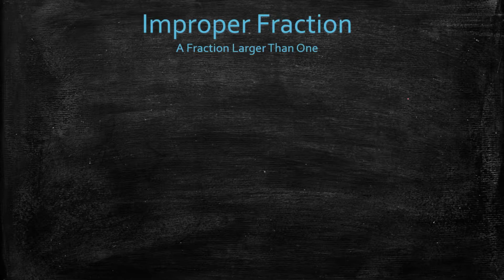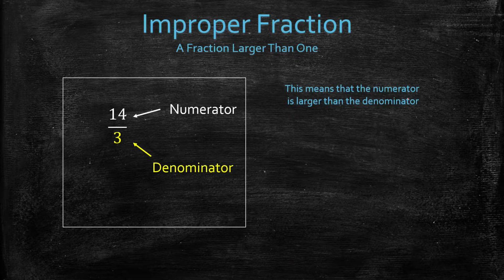Now the improper fraction. Remember, that's a fraction larger than 1. You may hear that in class. Your teacher may call it that. Now, your numerator and your denominator. Remember, the numerator is how many pieces we have. The denominator is how many pieces are required to make a whole. The improper fraction is telling you that the numerator is larger than the denominator. As we look at this right here, 14 is larger than 3.